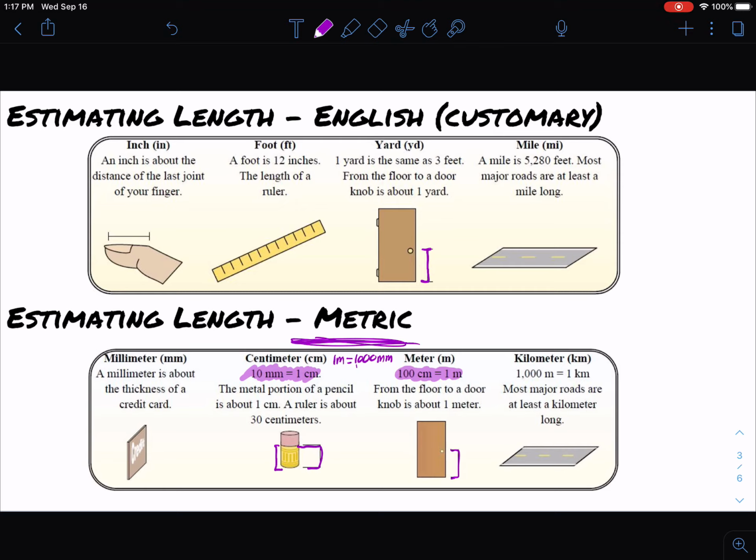The last thing is a kilometer. And a kilometer is hard to visualize unless you actually see it. One way you can visualize a kilometer is it is 2.5 laps around a track. It's 2.5 laps around the track for about a kilometer.